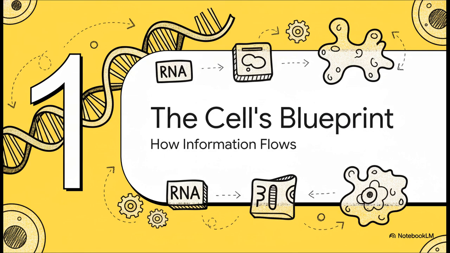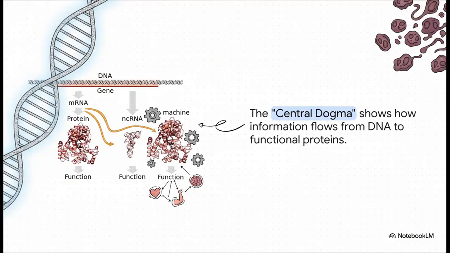How does information even flow inside a cell? You might be surprised, it's actually a really elegant system. What you're looking at here is basically the golden rule of molecular biology. It's often called the central dogma, which sounds complicated, but it's not.